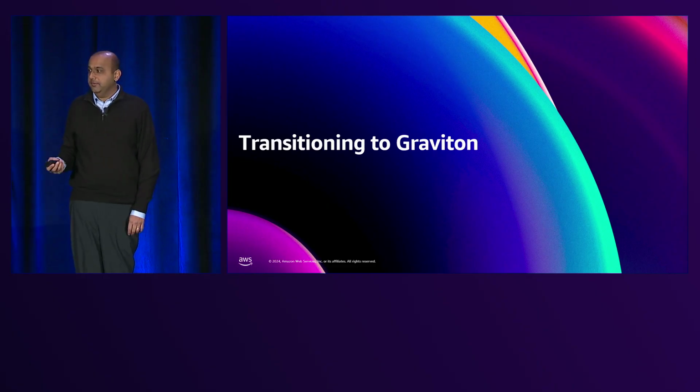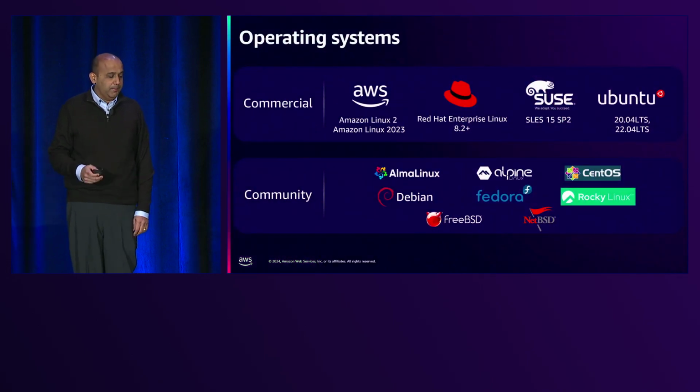So just a couple more things that I wanted to cover today. As we transition to Graviton, and this is one of the most common questions that we get from a lot of customers, is, how does the software ecosystem for ARM look like? And what are some of the best practices that we can follow as we move to Graviton? So I want to start with software first.